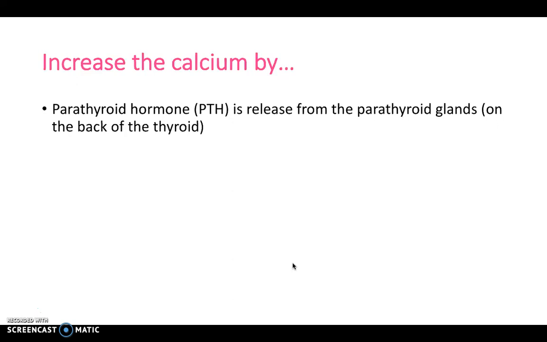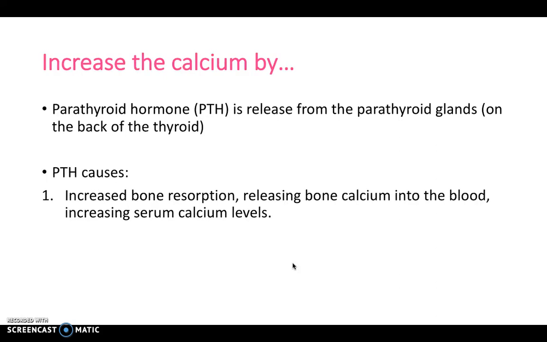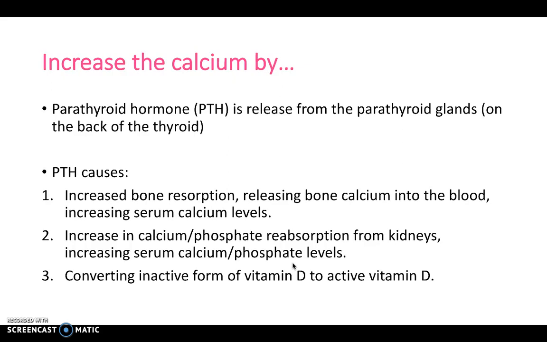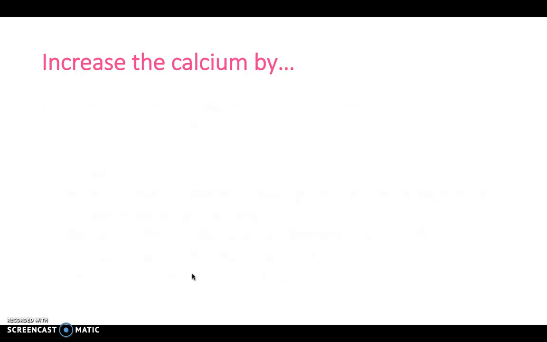And we increase the calcium by releasing PTH, so parathyroid hormone, from the parathyroid glands on the back of the thyroid in the neck, and PTH leads to increased bone resorption. So remember, bone resorption occurs due to osteoclasts. Bone resorption is the disintegration of bone, and if you break down bone, it's going to increase the blood calcium because it's taking calcium out of the bone and putting it into the blood. We can also increase our calcium and phosphate reabsorption from the kidneys, as well as increasing calcium reabsorption from the gut. In addition, we can convert inactive vitamin D to active vitamin D, which will then continue down a pathway to increase calcium levels as well.